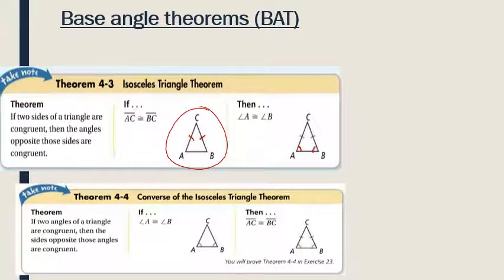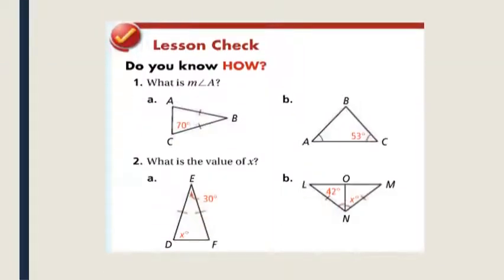All right. Now this works both ways. So looking at the converse here: if two angles of a triangle are congruent, then the sides opposite them are also congruent. So in my picture here now, if I have a triangle with two angles marked congruent, then the sides opposite them are also congruent.